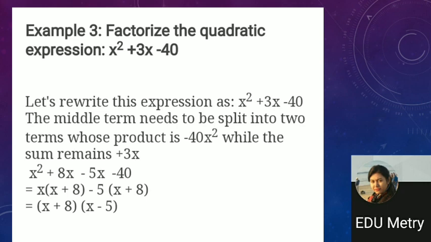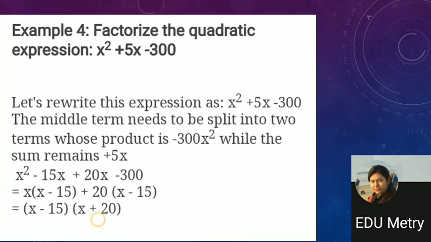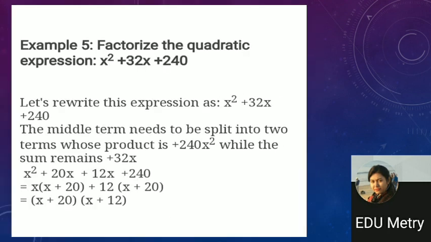Similarly, you see the next example, x² + 3x - 40. Here 40 has been found by multiplying 8 into 5. Okay, 8 into -5, you are getting -40, and if you subtract 5 from 8, then you will get 3x. Okay, 8x - 5x is 3x. Similarly, another example, x² + 5x - 300. So 300 you will get by multiplying -15 into 20. Again, if you subtract 15 from 20, you will get your 5.